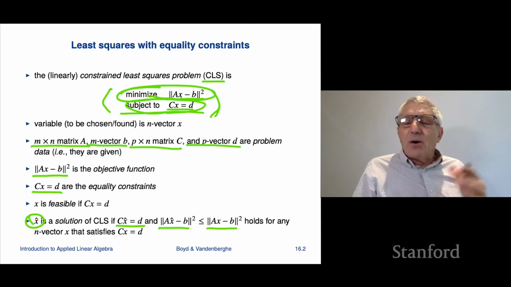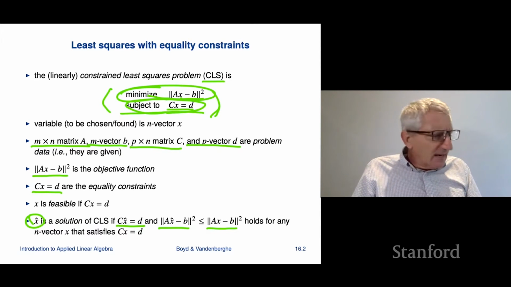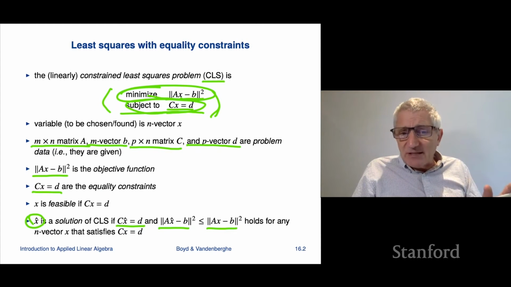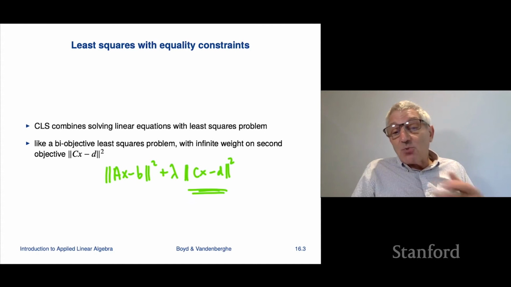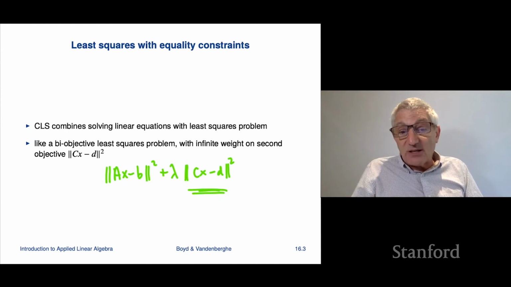Now we're going to find out that there's a direct method to solve the constrained least squares problem directly. But nevertheless, this is not a bad way to think of it. It is something like a bi-objective least squares problem as the weight on the second objective goes to infinity, which causes it to basically become an equality constraint.